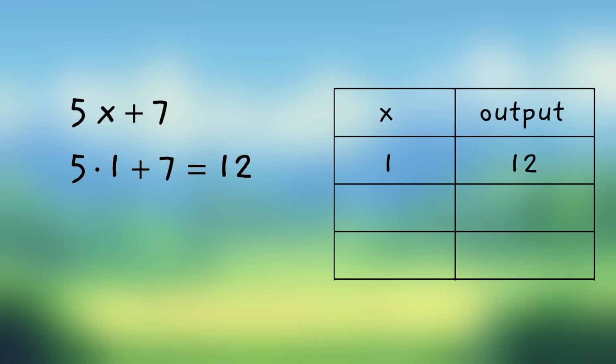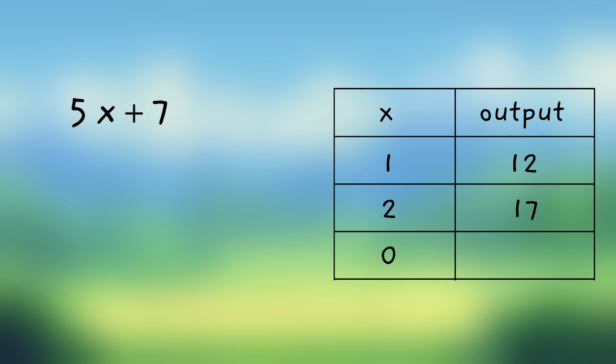Let's do another number. How about 2? When we replace x with 2, we get 5 times 2 plus 7, which equals 17. So when we input 2, the output is 17. For our third example, let's plug in the number 0.